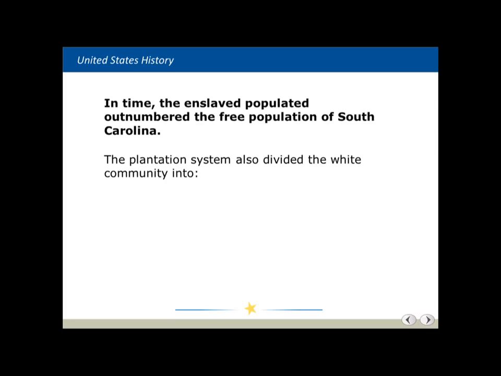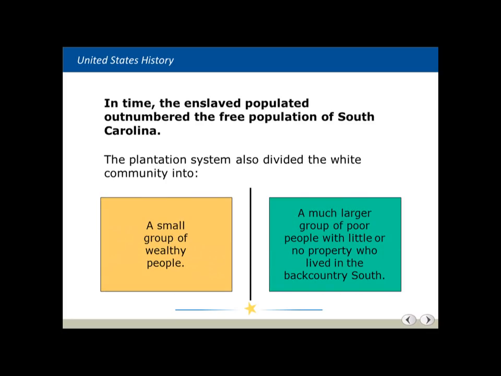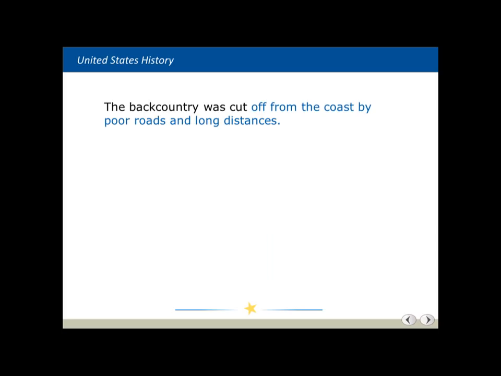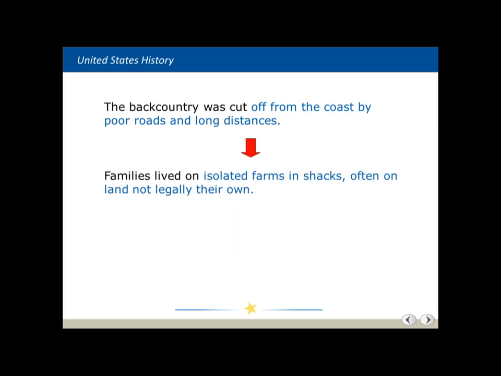The plantation system divided the white community into a small group of wealthy people, and then again a much larger group of poor people with little or no property in the backcountry. The backcountry was cut off from the coast by poor roads and long distances. Families lived on isolated farms and shacks, often on land not legally their own. They'd be tenant farmers. They would work land for somebody else.